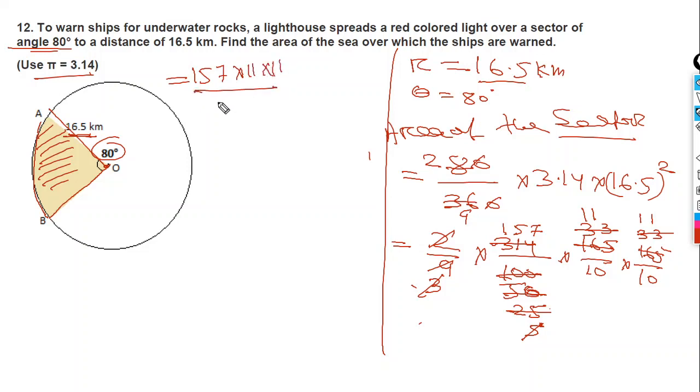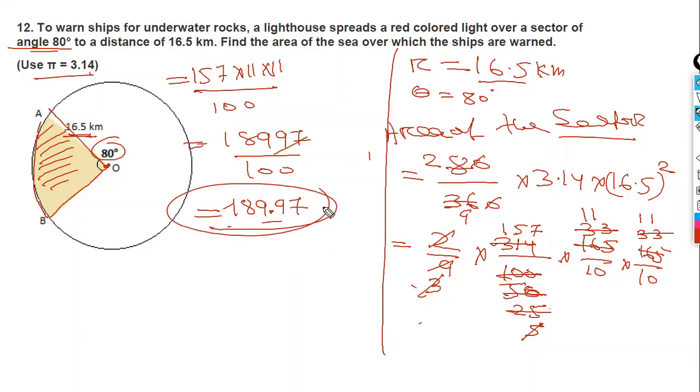divided by 100. So please multiply it, 157 into 11 into 11, it will be 18997 by 100, which will be equal to 189.97. So this will be your answer. It will be in kilometer square. So this much kilometer square area the lighthouse can warn.